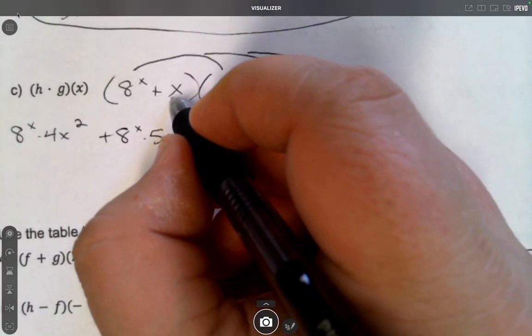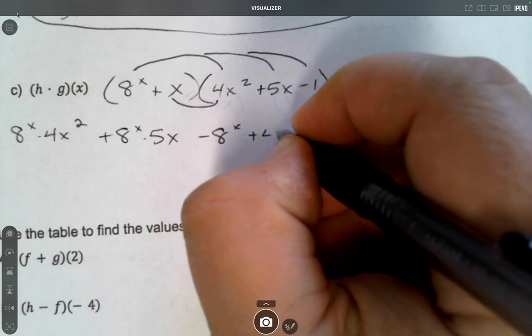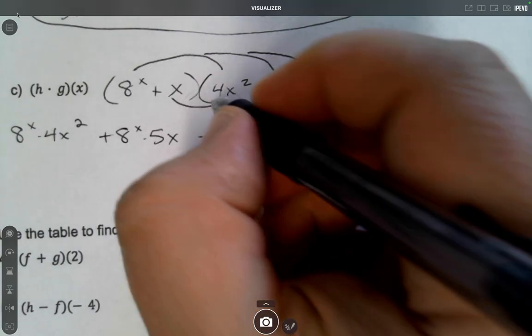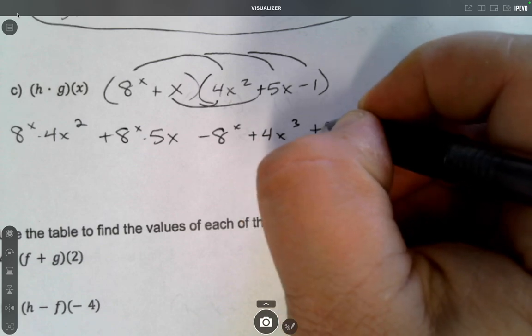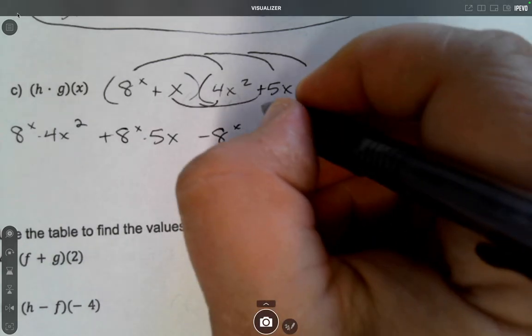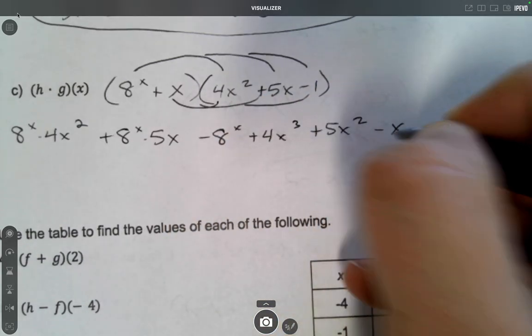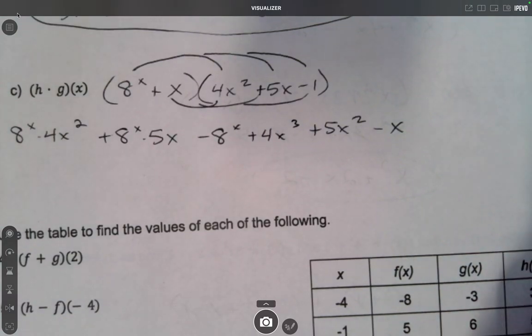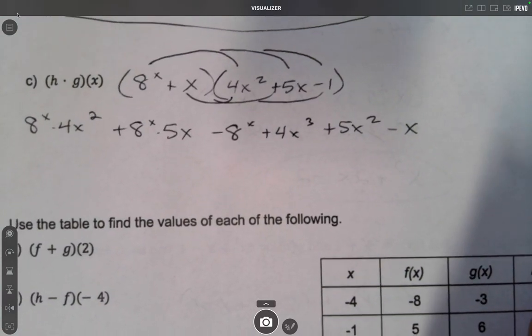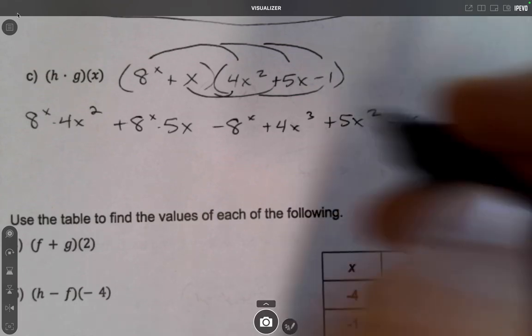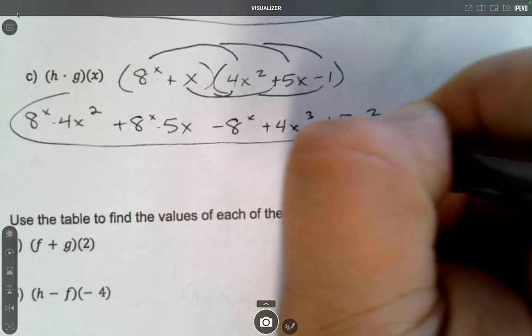Now we multiply everything by x. X times 4x squared is 4x cubed. X times 5x is 5x squared. X times negative 1 is negative 1x. And while this looks pretty clunky, there's no like terms, so we are finished.